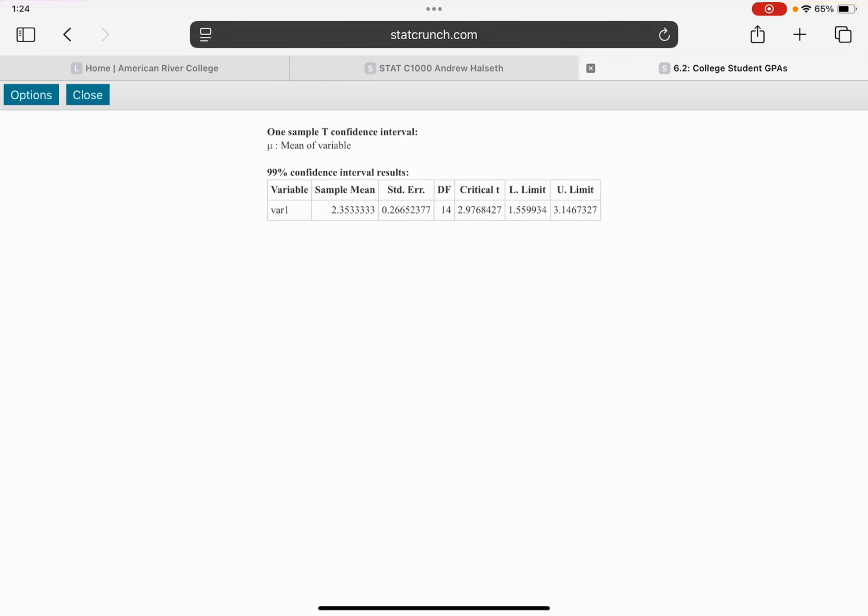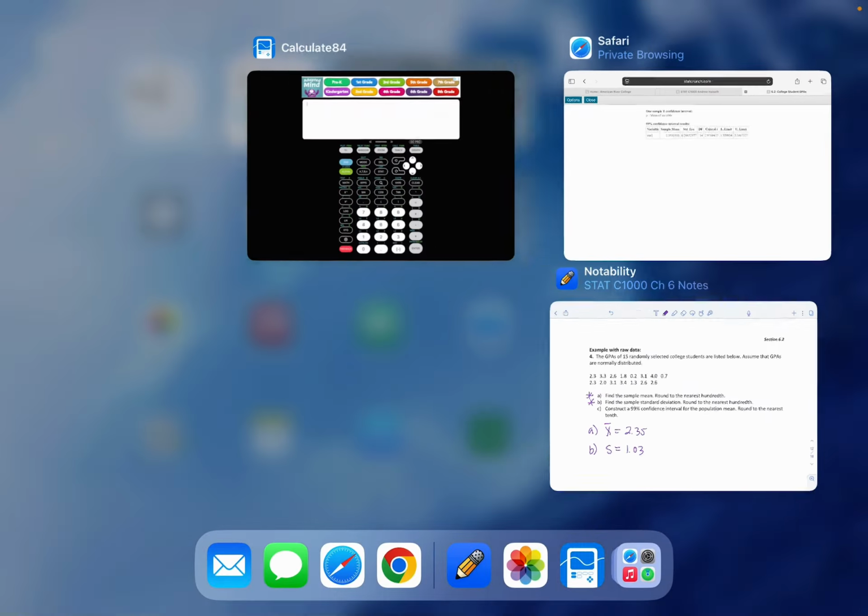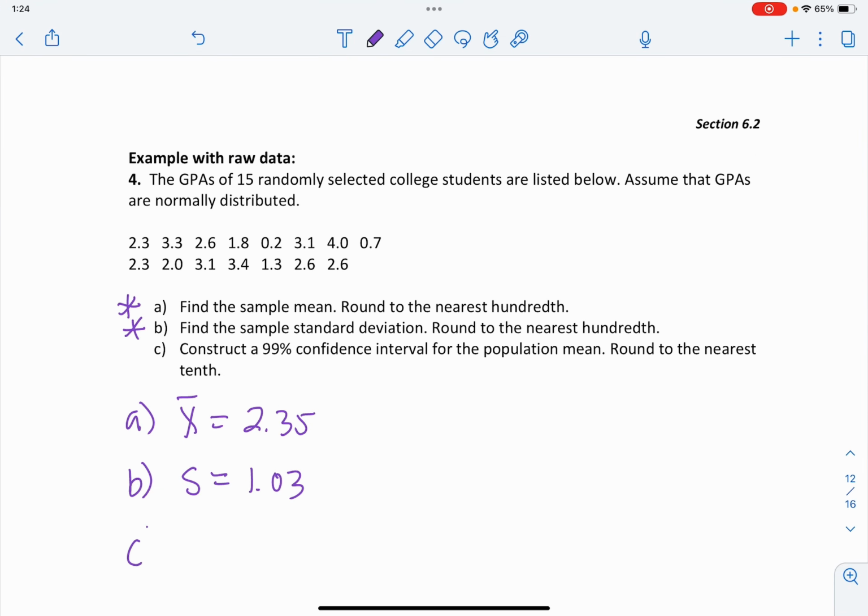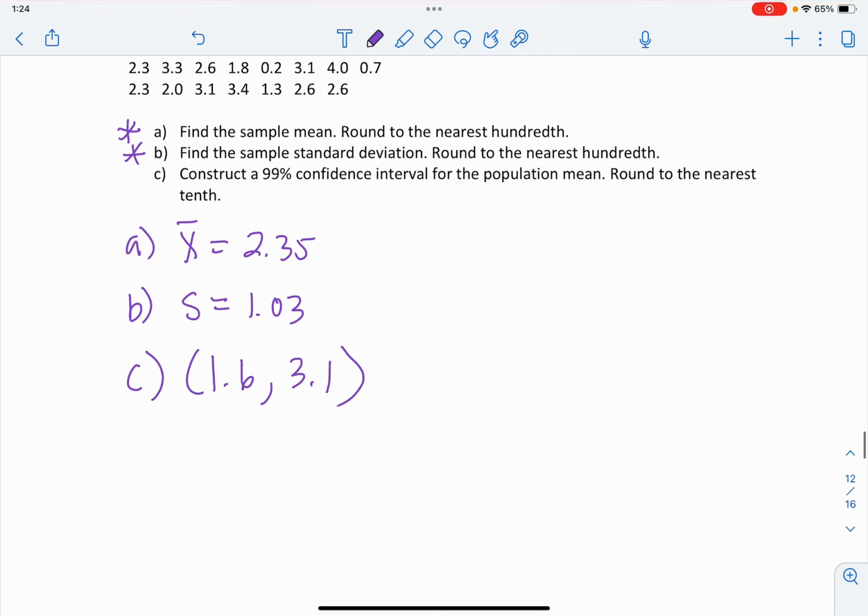Also, you get the sample mean again here. What you don't get is the standard deviation. You got to go to that summary stats for the standard deviation, the s. But we get the critical value, which is cool. And we also get that final answer, 1.6 to 3.1 for the confidence interval. Okay. So part C, 1.6 to 3.1. And there she goes.